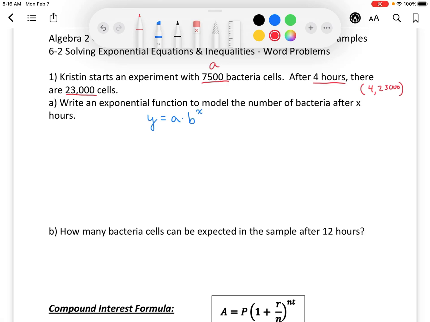So writing an exponential function to model this, we have our x and our y values, and we have an a value that it starts with. We don't have the b value, so we have to solve for b. To do that, we're going to plug in everything we know: the 23,000, the 7,500 for a, and x is 4. To solve this, we're going to divide both sides by 7,500.